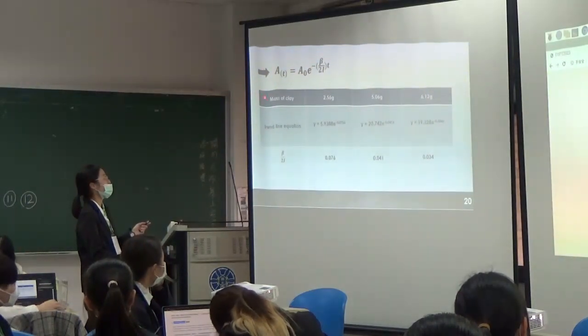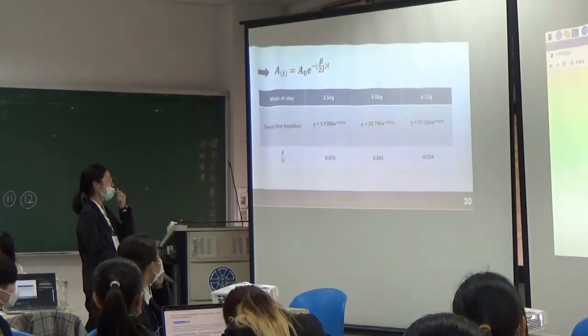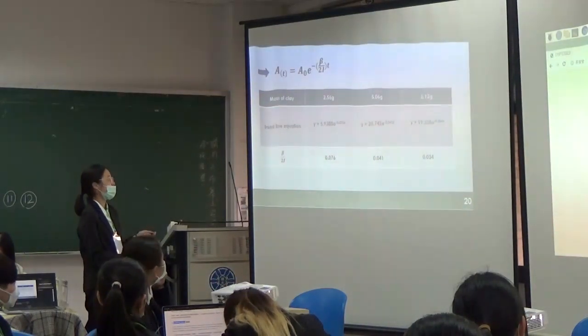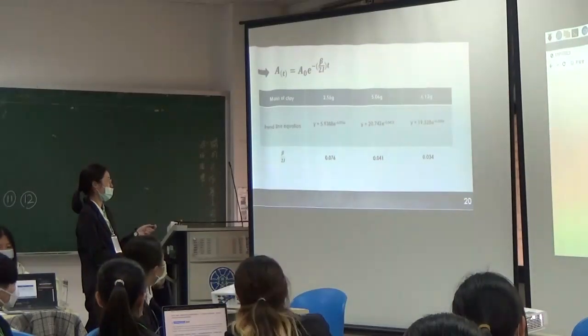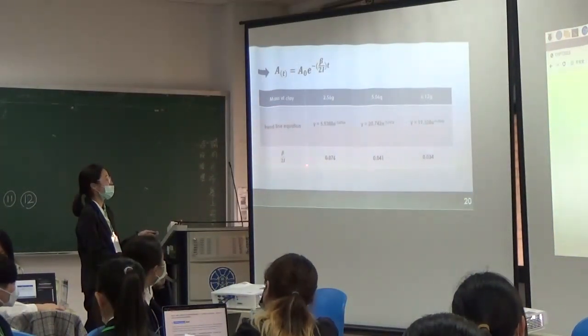This is the formula about the amplitude. So we can get a trend line equation, and we can tidy it up to beta divided by 2 times the moment of inertia.